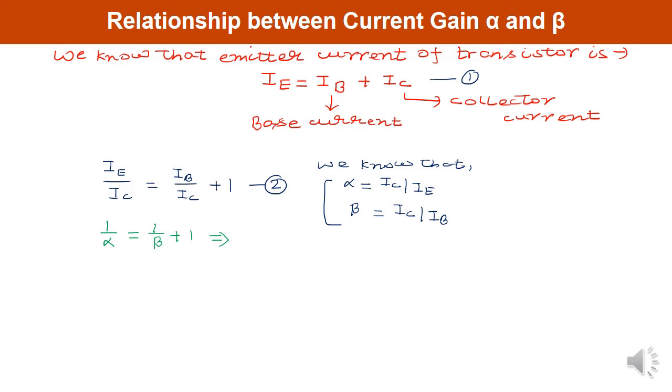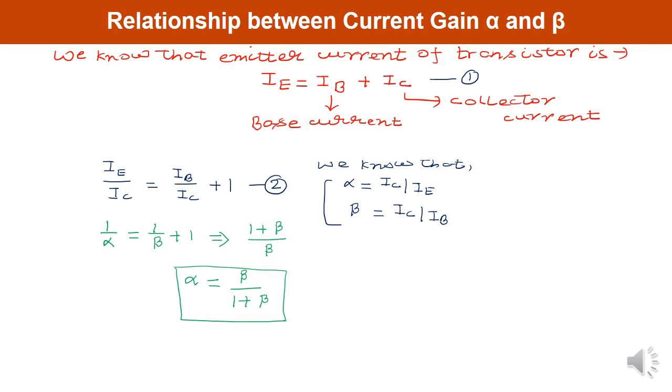So from here you can write the right hand side term as 1 plus beta upon beta. From here you get alpha, which is nothing but beta upon 1 plus beta. So this is the relationship that exists between alpha and beta.